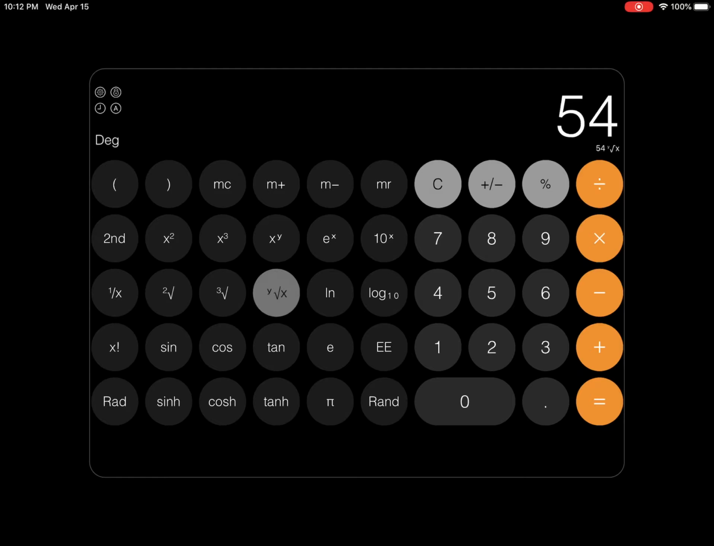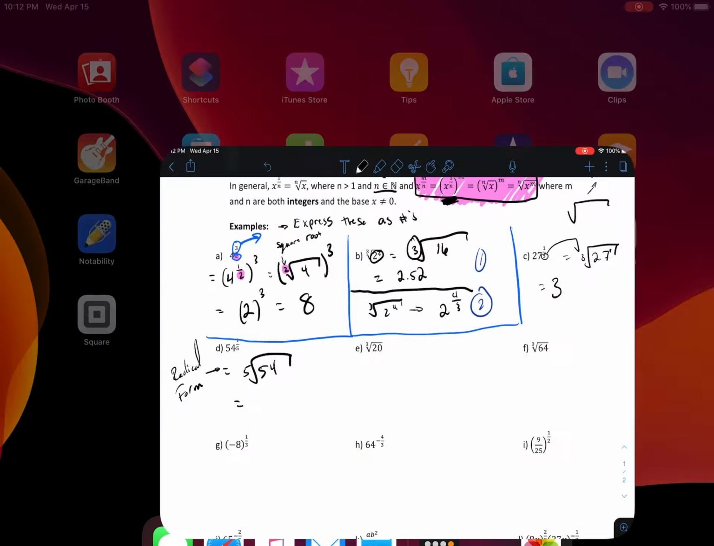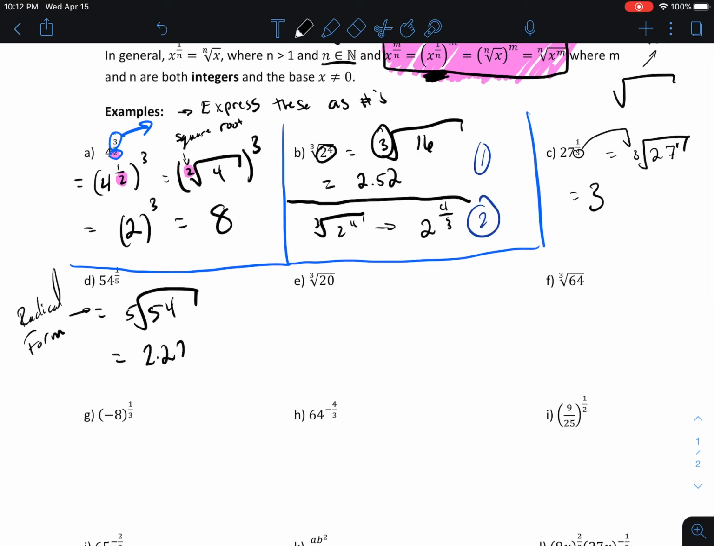Okay. So if I hit this, it's then going to prompt me, it wants to know what is the value of y in the hook. You can hit whatever number you want. In this case, it's going to be 5. You hit equals. Okay. So we'll go back, and the answer is 2.22.